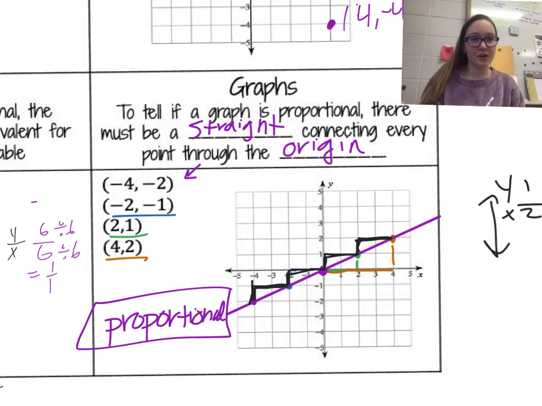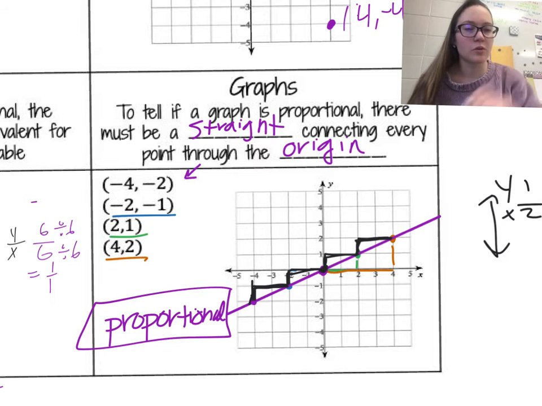Which is what's happening with our other ratios. This is just a more visual way to see it, right? They're changing by the same amount. The point goes up 1, over 2 each time. And it goes through the origin.